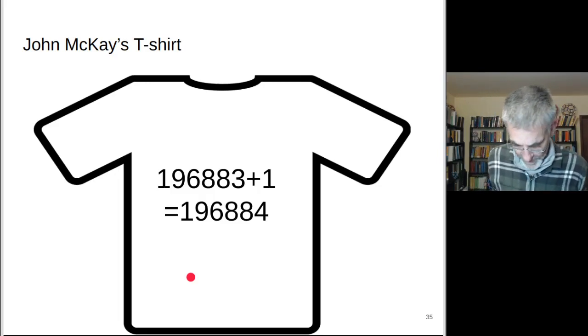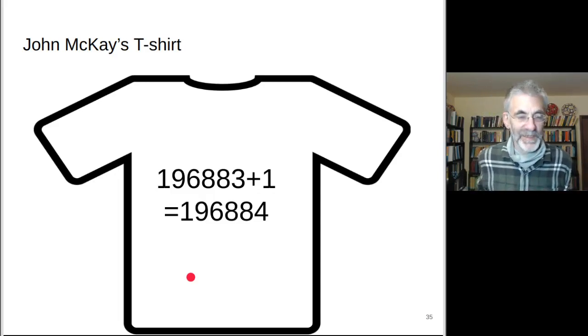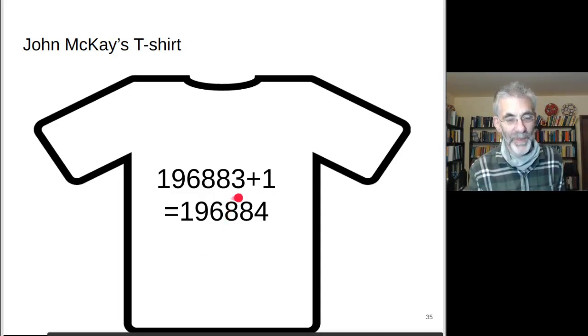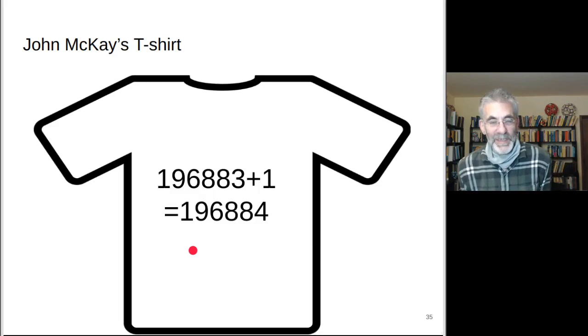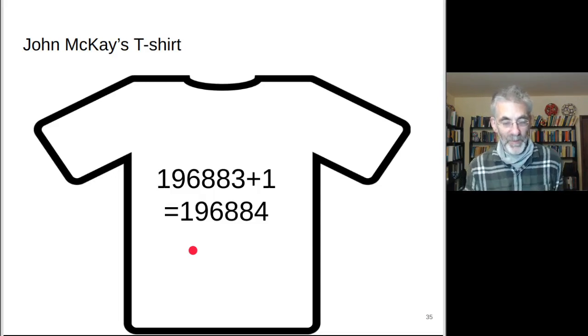And the significance of this is that 196883 turns out to be the dimension of the space in which the so-called monster sporadic simple group lives. And 196884 turns out to be one of the coefficients of the so-called elliptic modular function.